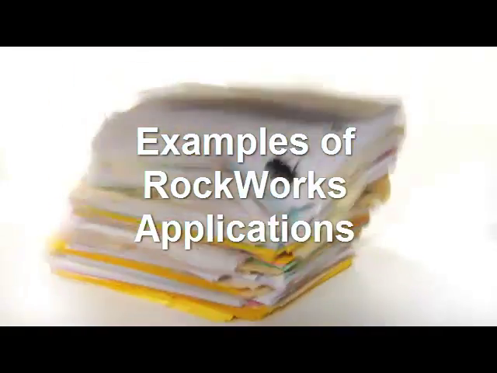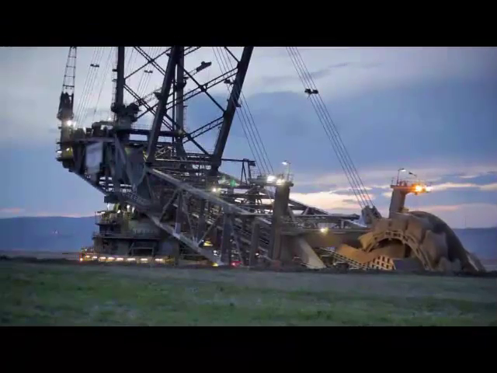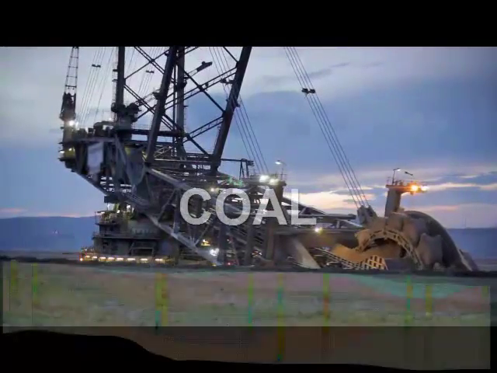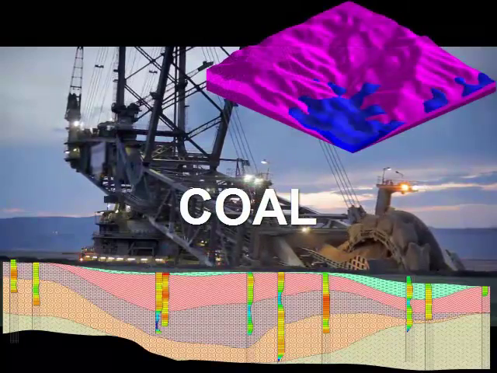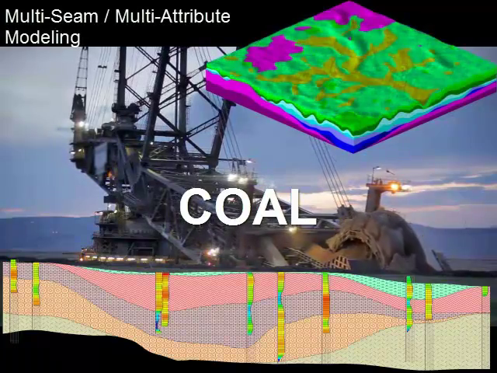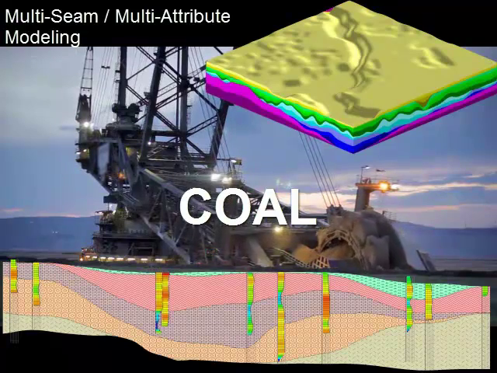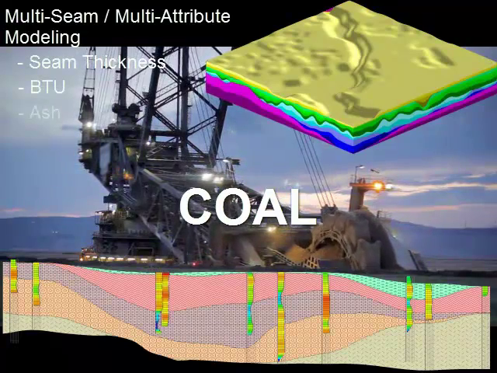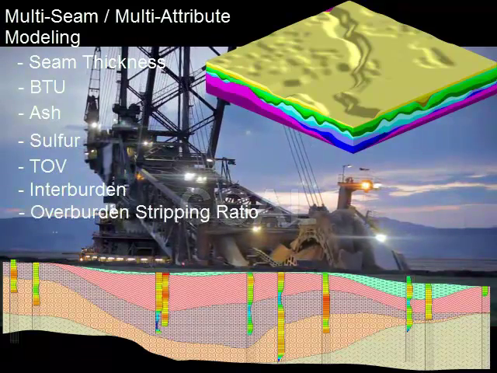This video is the second part in a series that shows examples of how RockWorks may be used in various industries. The lithologic and stratigraphic capabilities within RockWorks are ideally suited to coal geology. In addition, RockWorks includes powerful grid logic capabilities that allow for multi-seam, multi-attribute filtering based on seam thickness, BTU, ash content, sulfur content, total organic volatiles, and interburden-overburden stripping ratios.